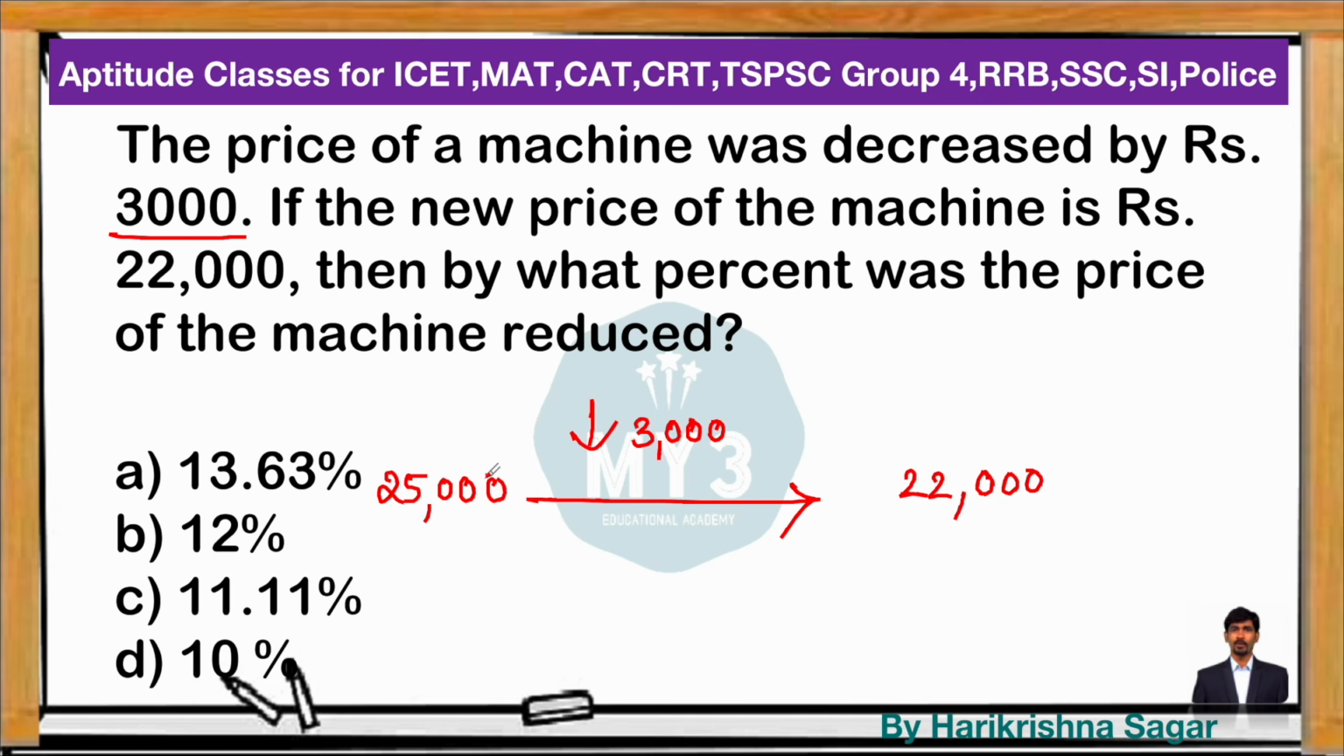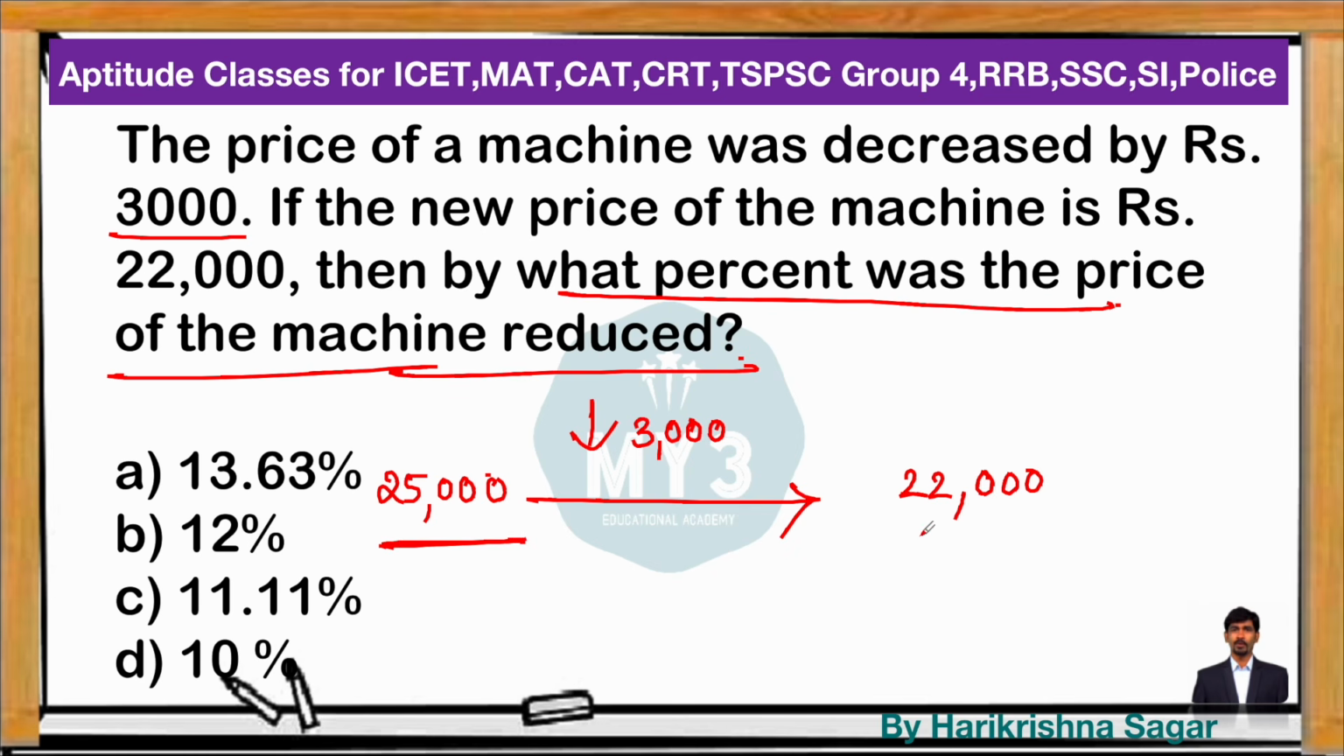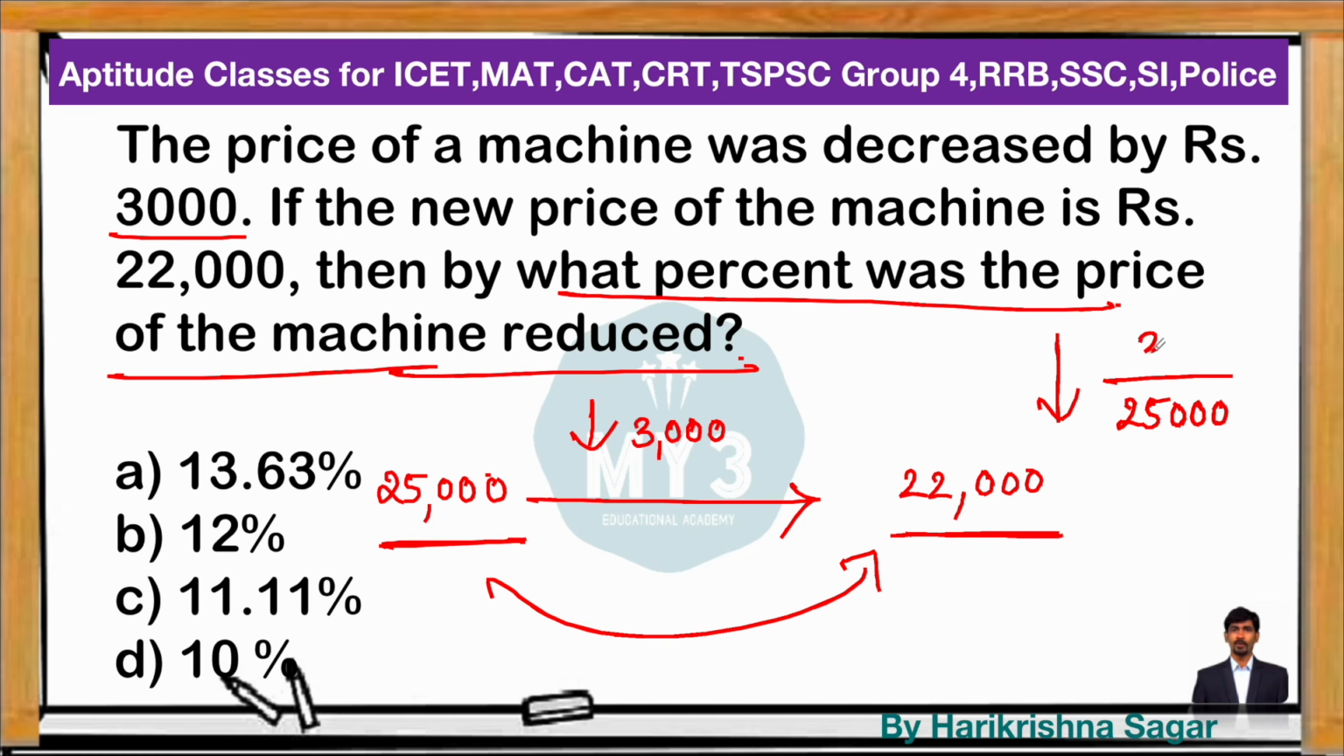Yes, for sure. Now, the question here is, what percentage was the price of the machine reduced? So 25,000 is the initial price, 22,000 is the price now. 25,000 become 22,000. We can say on top of 25,000, there is a decrease of 3,000. You can further simplify this and mark the answer. We can write this as 3 by 25.